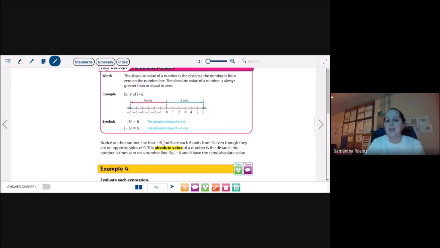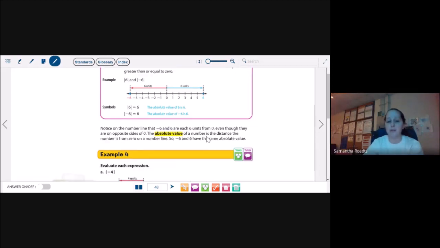Notice on the number line that -6 and 6 are each 6 units from 0, even though they are on opposite sides of 0. The absolute value of a number is the distance the number is from 0 on a number line. So -6 and 6 have the same absolute value.